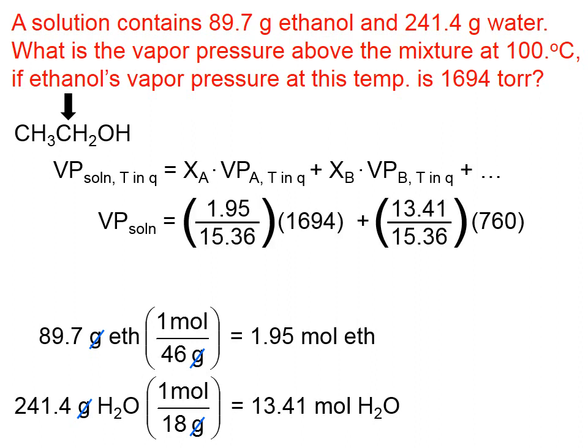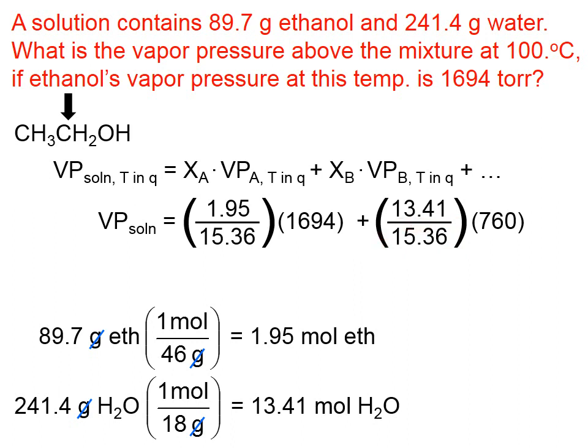The mole fraction of ethanol is 1.95 divided by the total moles, which is 15.36. Now, 15.36 is, of course, the sum of those two. The mole fraction is moles of component divided by total. 1694 is the vapor pressure of ethanol at 100 degrees Celsius. And then if we continue further along in this equation, 13.41, that's the number of moles of water, again divided by the total.